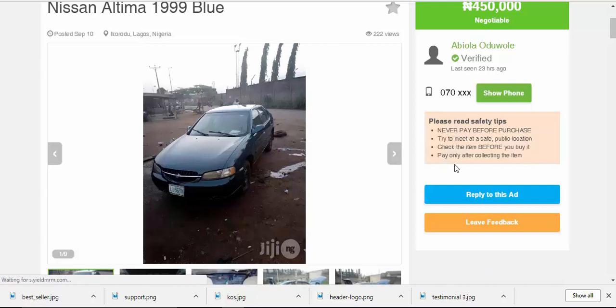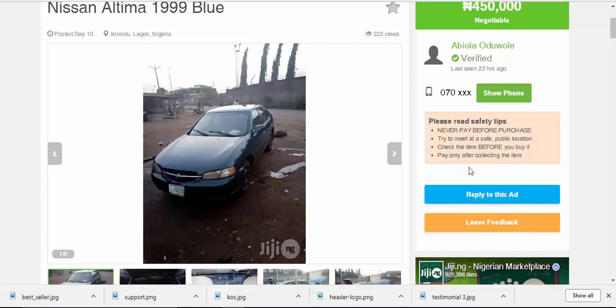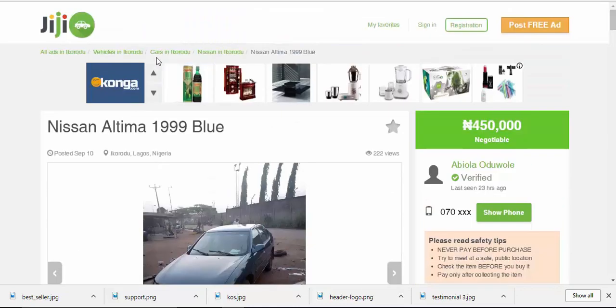Check the item before you buy. Pay only after collecting the items. This is a marketplace. Whatever transaction you do on this site, the risk is on you. That is why you have to be very careful when you want to sell on this site. And this site also makes their own money. This is where they make their own money. There is a lot of traffic on this site.